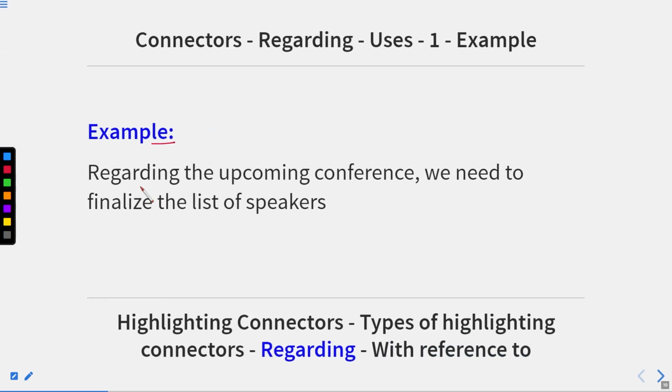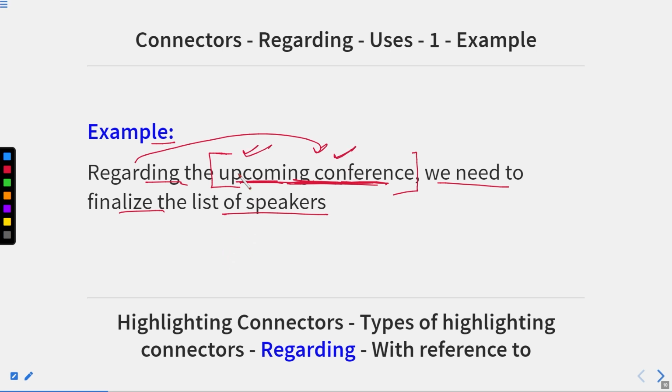For example, regarding the upcoming conference, we need to finalize the list of speakers. It means whatever list of speakers we are maintaining, we are maintaining it for the upcoming conference. Whatever action we are taking, it is just for the upcoming conference. So if we are using the word regarding with this, it means we are emphasizing that this thing is very, very important, and whatever is done over here, it is just for this. So this is actually the crucial part.